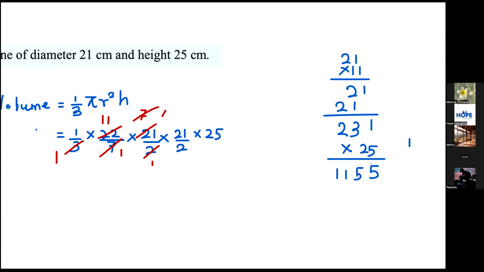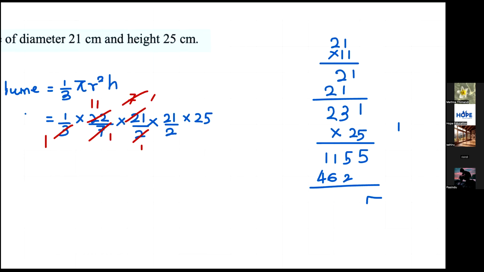5 times 5, 5 times 2, 15. Okay. 2 times 1 is 2. 2 times 3 is 6. 2 times 2 is 4. 5. 5 plus 2 is 7. 6 plus 1 is 7. 4 plus 1 is 5. So we have 5,775.